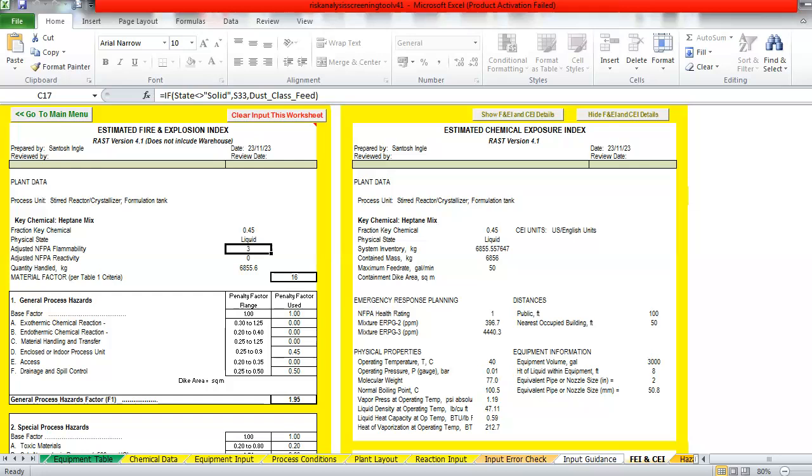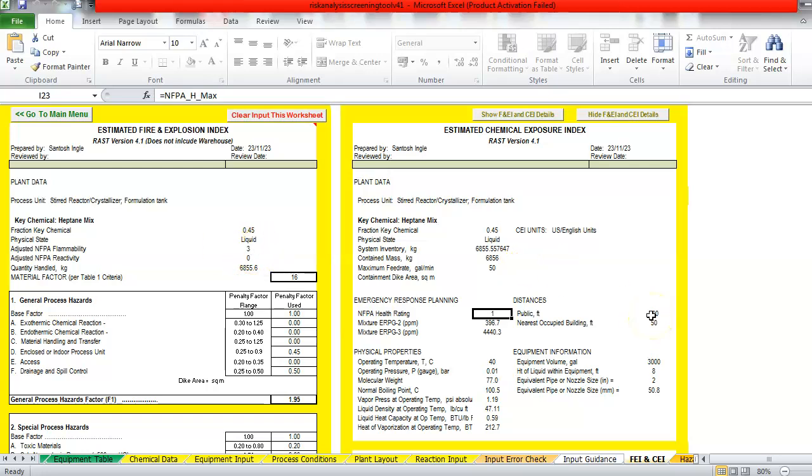On the right hand side we have the estimated chemical exposure index, and on the left hand side the estimated fire exposure index. This right hand side chemical exposure index is basically the toxicity of that certain chemical, and it also has an NFPA health rating of 1. So basically it is a quite moderately toxic chemical. Some chemicals might be highly explosive but not toxic. On the scale of 1 to 10 it came under category 1, so it is in the lower category in terms of toxicity, but in terms of fire and explosion index it is quite high.